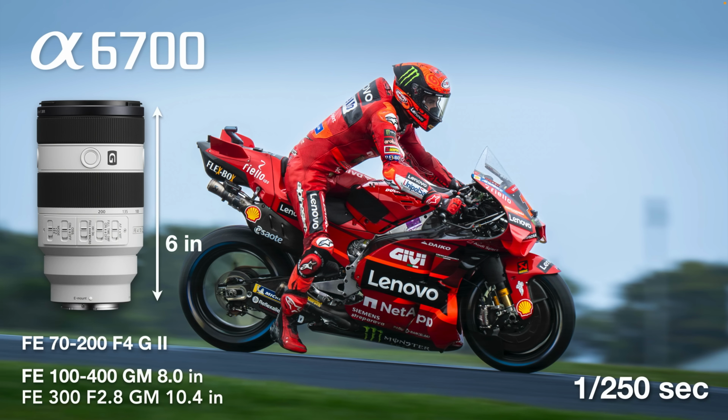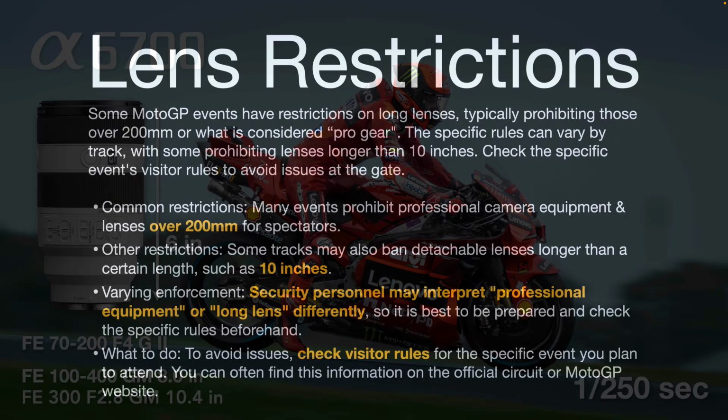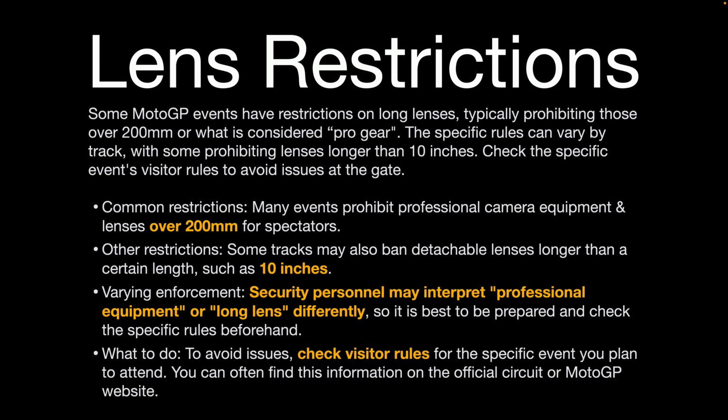Now the FE 300 f2.8 GM that I favour for using in motorsports is a little bit longer than 10 inches, and that 10 inches is a measurement that a lot of circuits measure. If a large lens is trying to get into a circuit as a spectator, they'll often deny entry. I would take a look at the lens restrictions or camera restrictions at the different circuits because it's not the same from country to country.